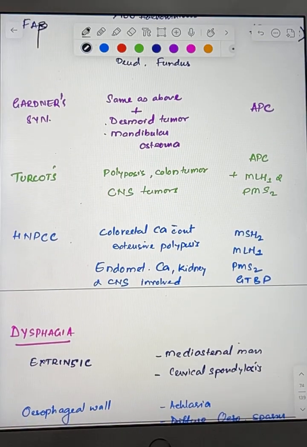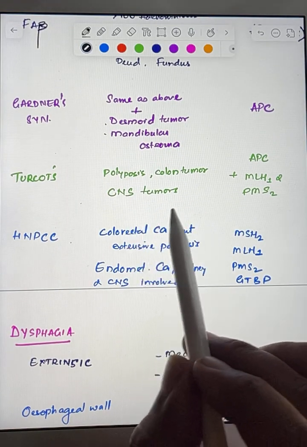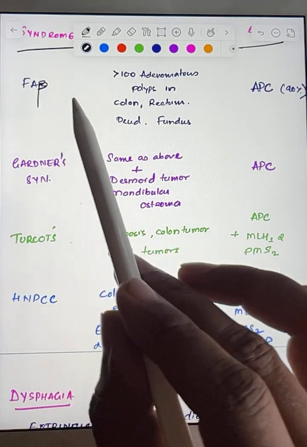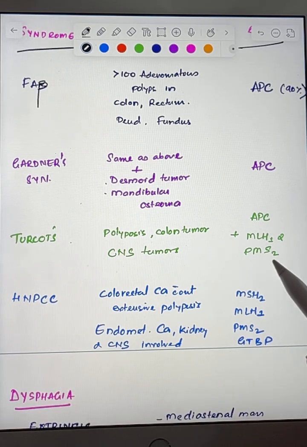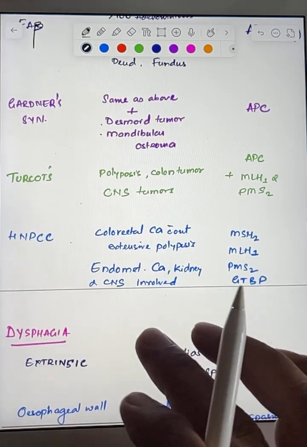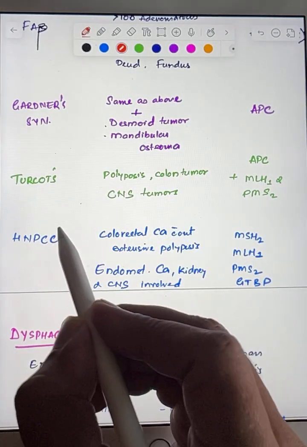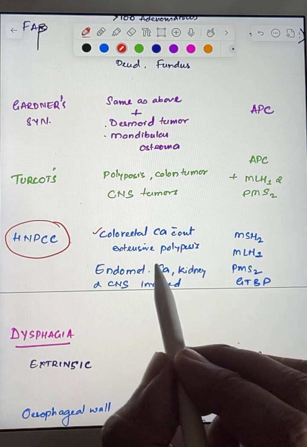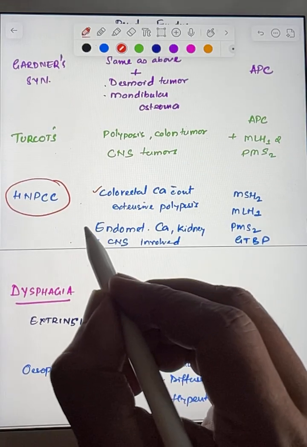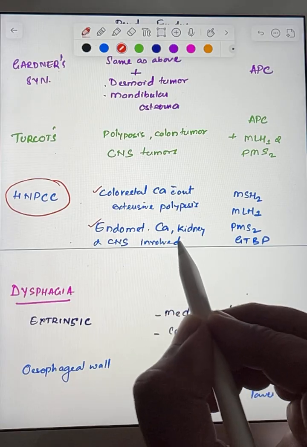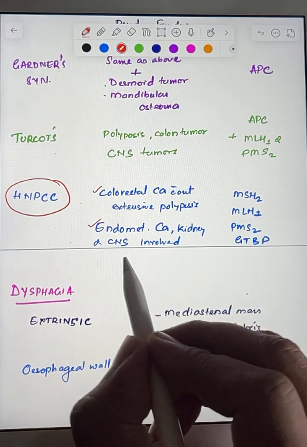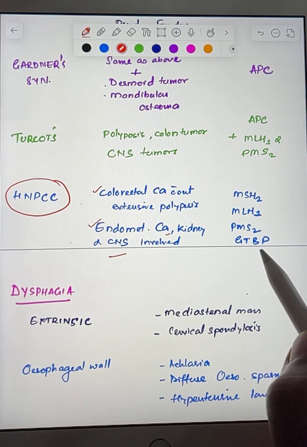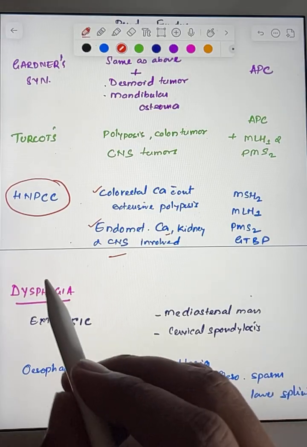Turcot syndrome: polyposis of the colon with CNS tumors, APC gene. Again, the APC gene is involved in familial polyposis, Gardner and Turcot syndromes. MLH1 and PMS2 cause HNPCC. Questions are asked most about this. HNPCC is colorectal carcinoma without extensive polyposis, with endometrial malignancy, carcinoma of the kidney and CNS. Genes: MSH2, MLH1, PMS2.